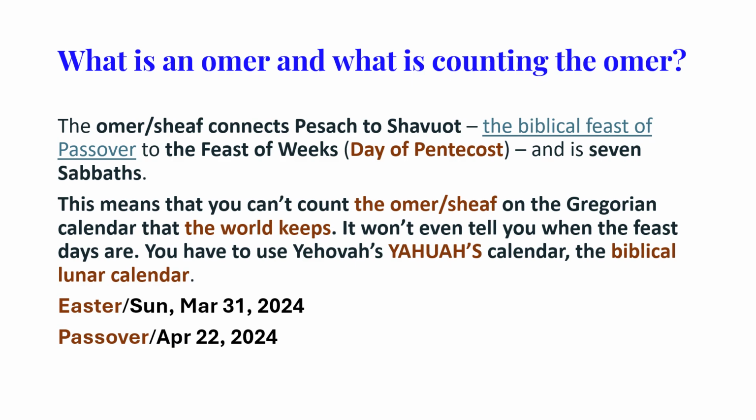What are you counting? A measurement? A 1/10 of an ephah? Some grain? Or Sabbaths? This means you cannot count the omer, the sheaf, on the Gregorian calendar that the world keeps. Why would you count it on the Gregorian calendar?